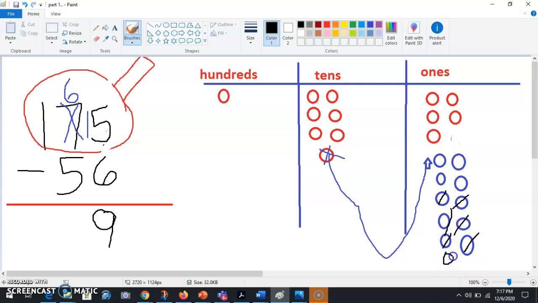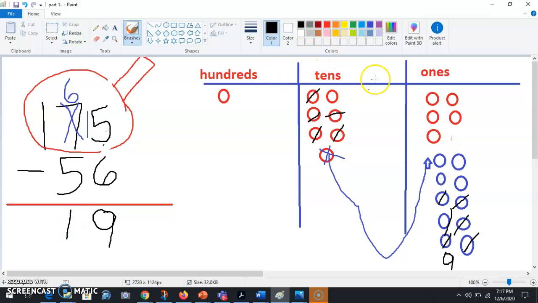So there you go, 9. Awesome. Now we have 6 apples. We want to give 5 apples. Can we do that? Yes, we can. I have enough. So that means we're going to cross out 5 apples from the tens. 1, 2, 3, 4, 5. So 6 minus 5 equals 1.